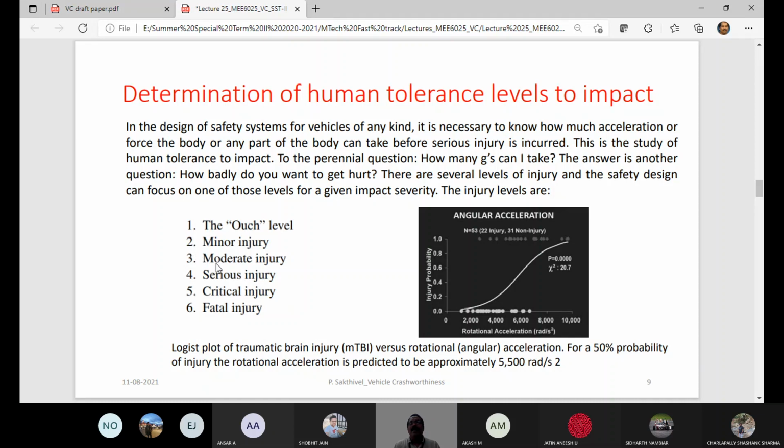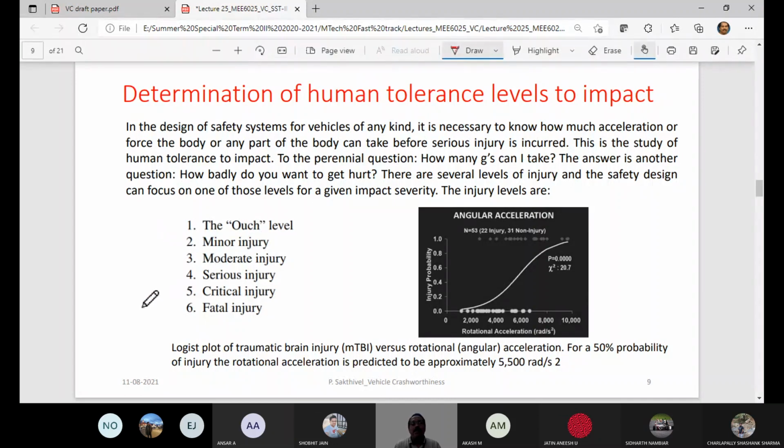And if you understand the injuries connected to this severity level, they are called AIS, abbreviated injury scale, 1, 2, 3, 4, 5, 6, like that. So you can see here an example of traumatic brain injury. That's because of angular acceleration, rotational acceleration. So there are 50% chances of probability.